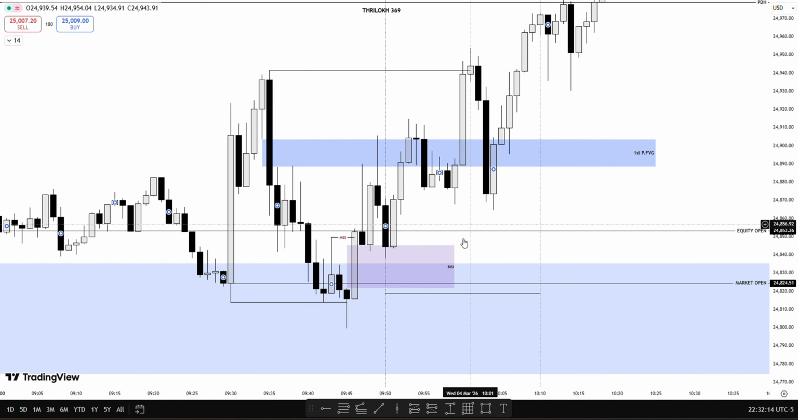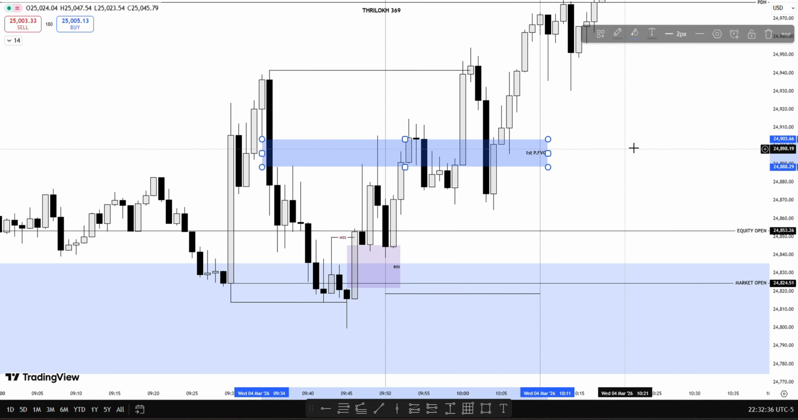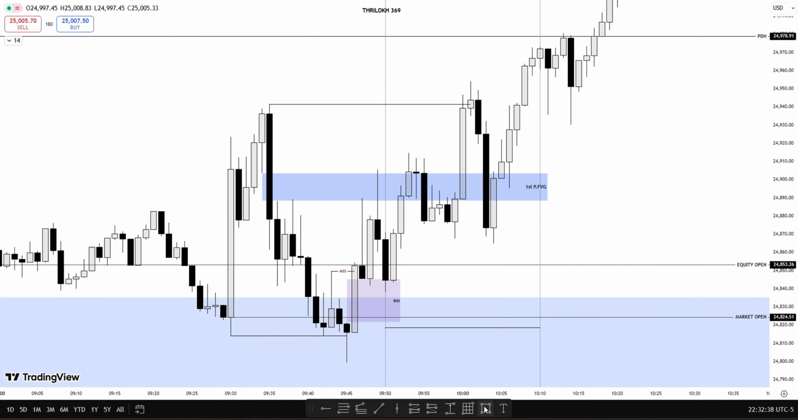This is market structure shift, and it forms a BC. The BC has been tapped. Look at the time of the tapping of the BC, 9:50. There will be an entry and it closed above. The first presented fair value gap acts like a powerhouse. I'm telling you, it closed above this, acting like an inversion presented fair value gap. We have the entry from here.